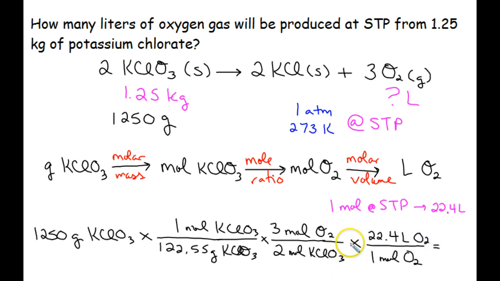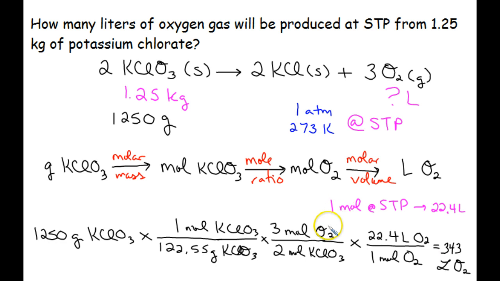So when you plug that into your calculator, remember, multiply across the top, get an answer, multiply across the bottom, get an answer, top divided by bottom. Your final answer, rounding it to 3 sig figs, should be 343 liters of O2. And I'm running out of room on my screen there.